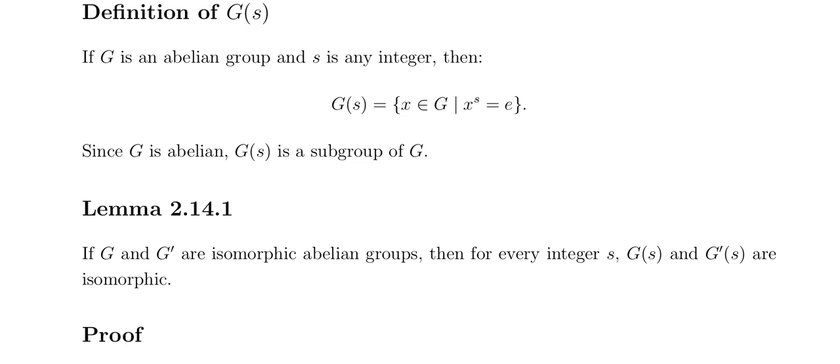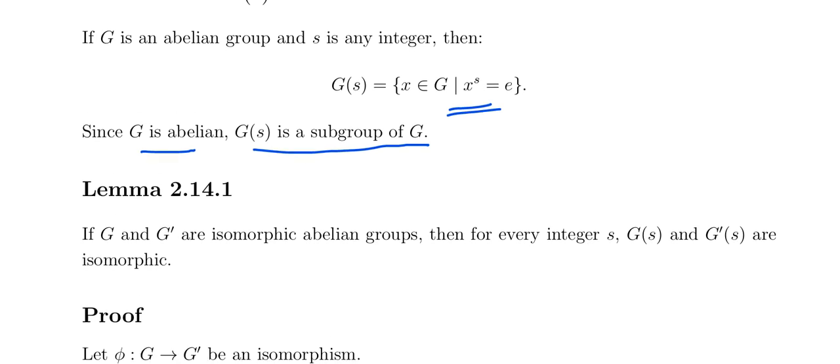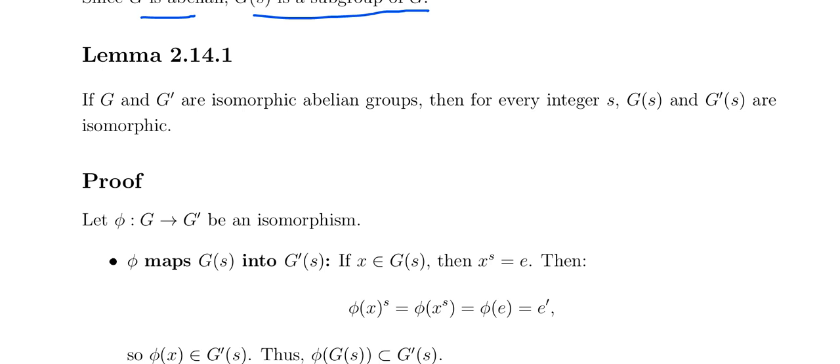And G is an abelian group. S is any integer, then G(S) is defined as the collection of x in G such that x power S equals e. Since G is abelian, G(S) is a subgroup of G. And if G and G' are isomorphic abelian groups, then for every integer S, G(S) and G'(S) are both isomorphic.